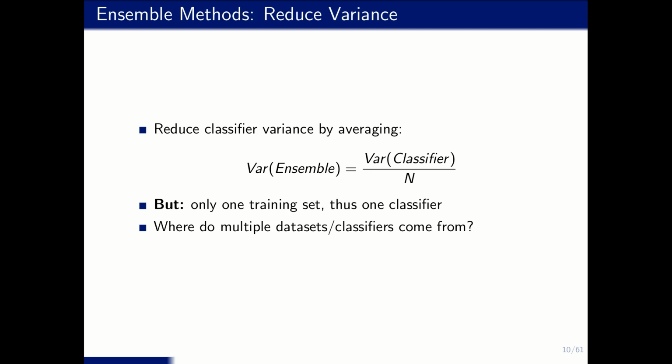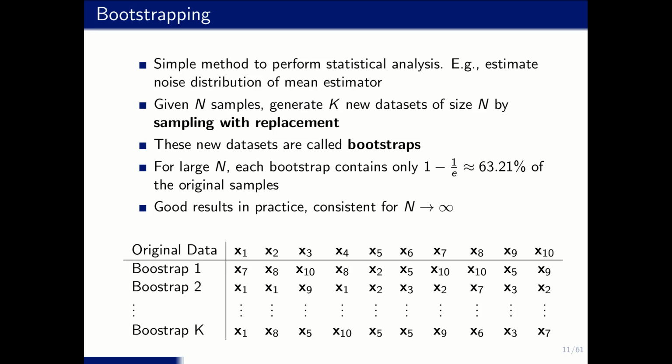However, there's a fundamental problem. We cannot do this because we only have one training set. This would actually require that we have n different training sets, which we don't. So this is nice and good, but where do we take multiple training sets from, and therefore train multiple classifiers? While this is in principle not possible, there's a technique which kind of simulates this in some heuristic sense, and this is called bootstrapping.